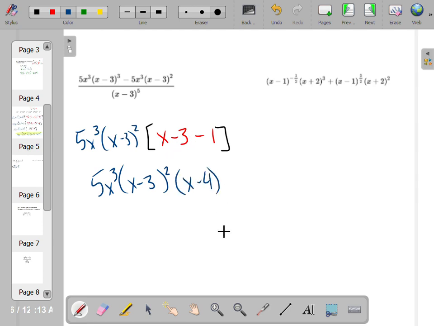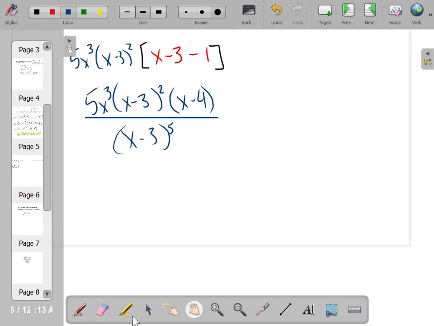So I've only looked at the top, but I do have a bottom of this fraction. The bottom of the fraction is x minus 3 to the 5th. So I've simplified the numerator. Now I have to address, can I cancel anything? And if you notice, these are the same.